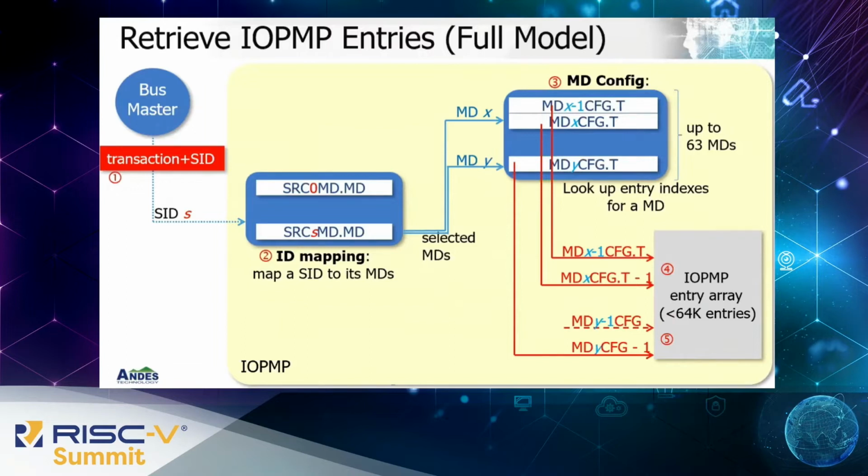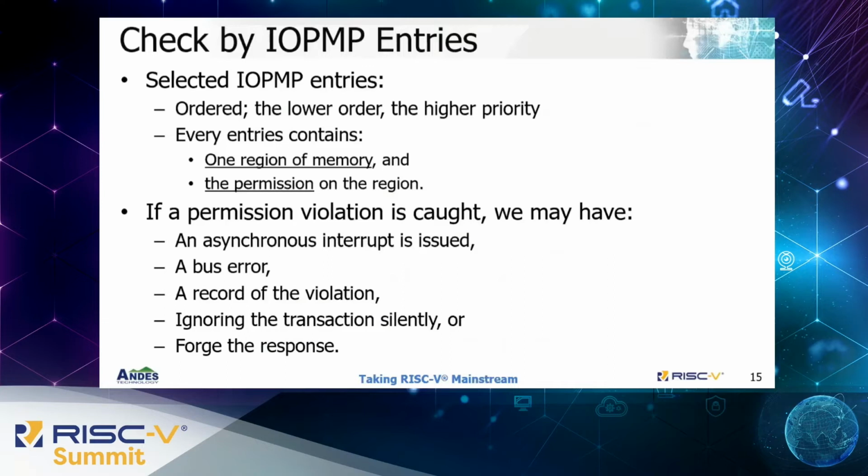This means a bus master is allowed to access the region belonging to multiple physical functions or devices defined in individual memory domains. A memory domain has a group of IOPMP entries which are defined by the mdmsk table. We can retrieve relevant entries from the IOPMP entry array, and finally, we can check the permission for the transaction from these entries. If a permission violation is caught, we can perform several following reactions.